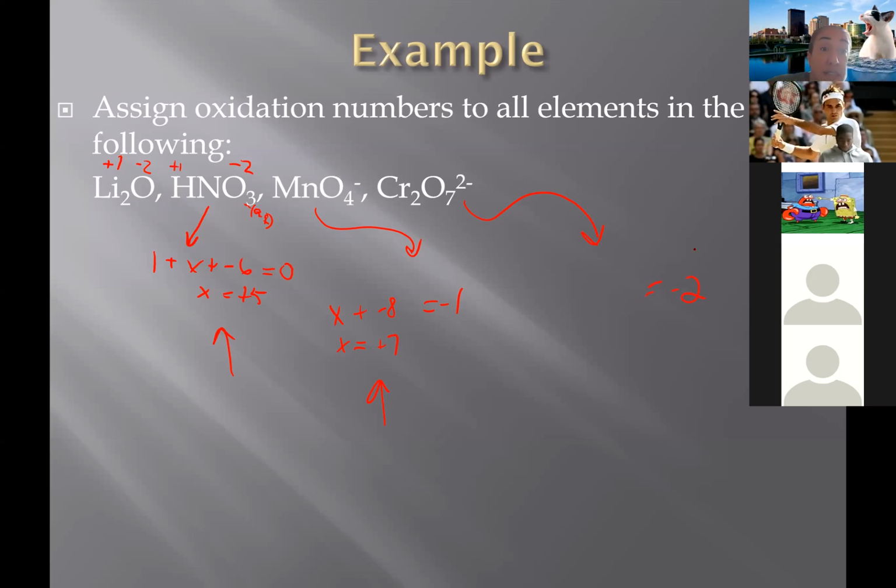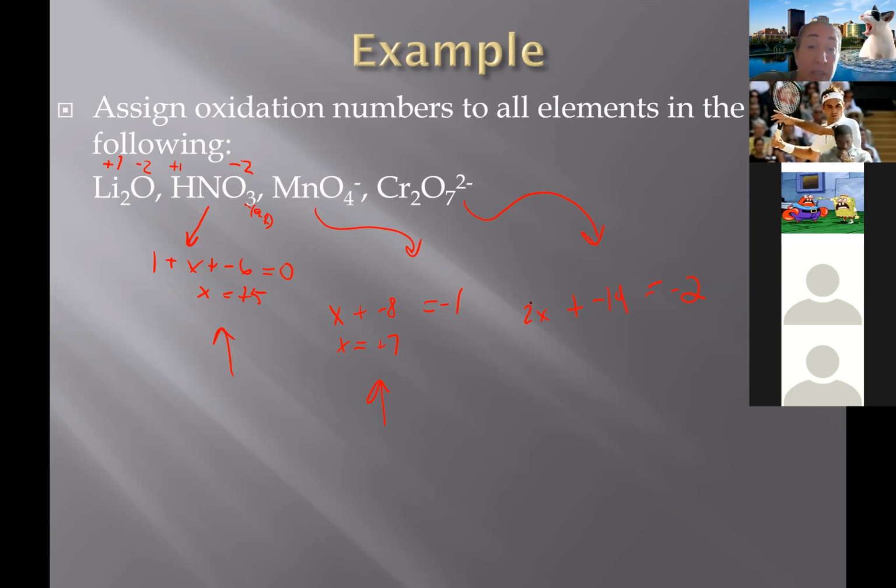Now, what is the oxidation state of oxygen? -2. How many oxygens do you have? 7, so it'll be 14. -14. Okay, so -14 plus what? Plus chromium, that'll be 2. 2 what? Tell me what to write. 2x.